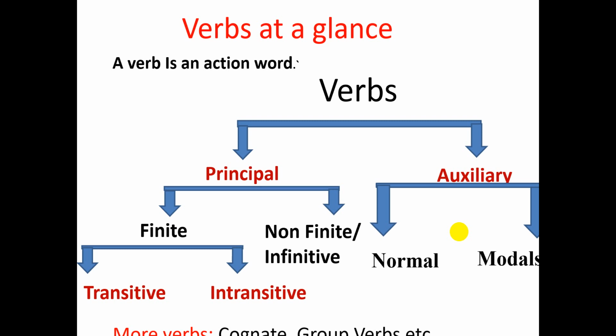In the same way, we can see here auxiliary verb is of 2 kinds, normal auxiliary and modals. Besides this, there are more verbs. Look at cognate and group verbs. So, my dear students, I think that you can better understand verbs and their classifications.